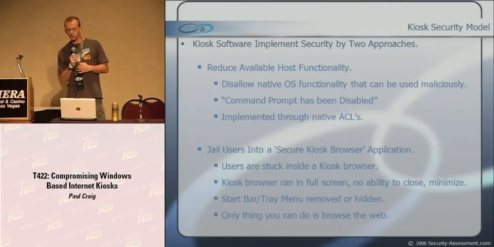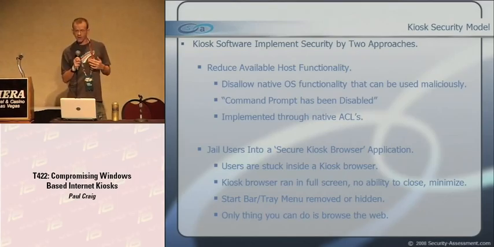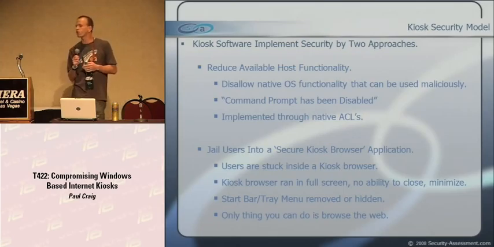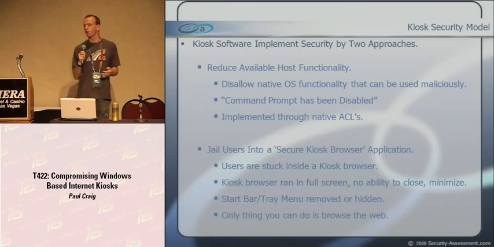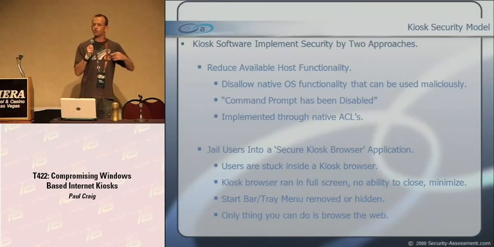And the second approach is jailing the user into a secure kiosk browser application. So you're essentially stuck inside this kiosk browser, right? The kiosk browser is run in full screen. You don't have any ability to minimize, close, or get rid of the browser. The start bar, the tray menu, is usually removed or hidden. And the only thing you can do is browse the web. This doesn't mean that the operating system isn't there anymore. There's still Windows under this. You just can't access it. You can't physically click on something that'll give you Windows.